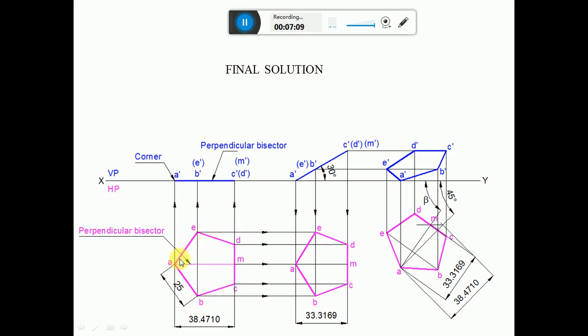Then join A to B, B to C, C to D, D to E, and E to A with a dark line. Then join A and the midpoint of CD, which is marked as M, that is the perpendicular bisector. So now you draw a vertical projector from A, B and E, C, D and M to the XY line. Then mark these points. ABC is near to the observer, so it is visible.